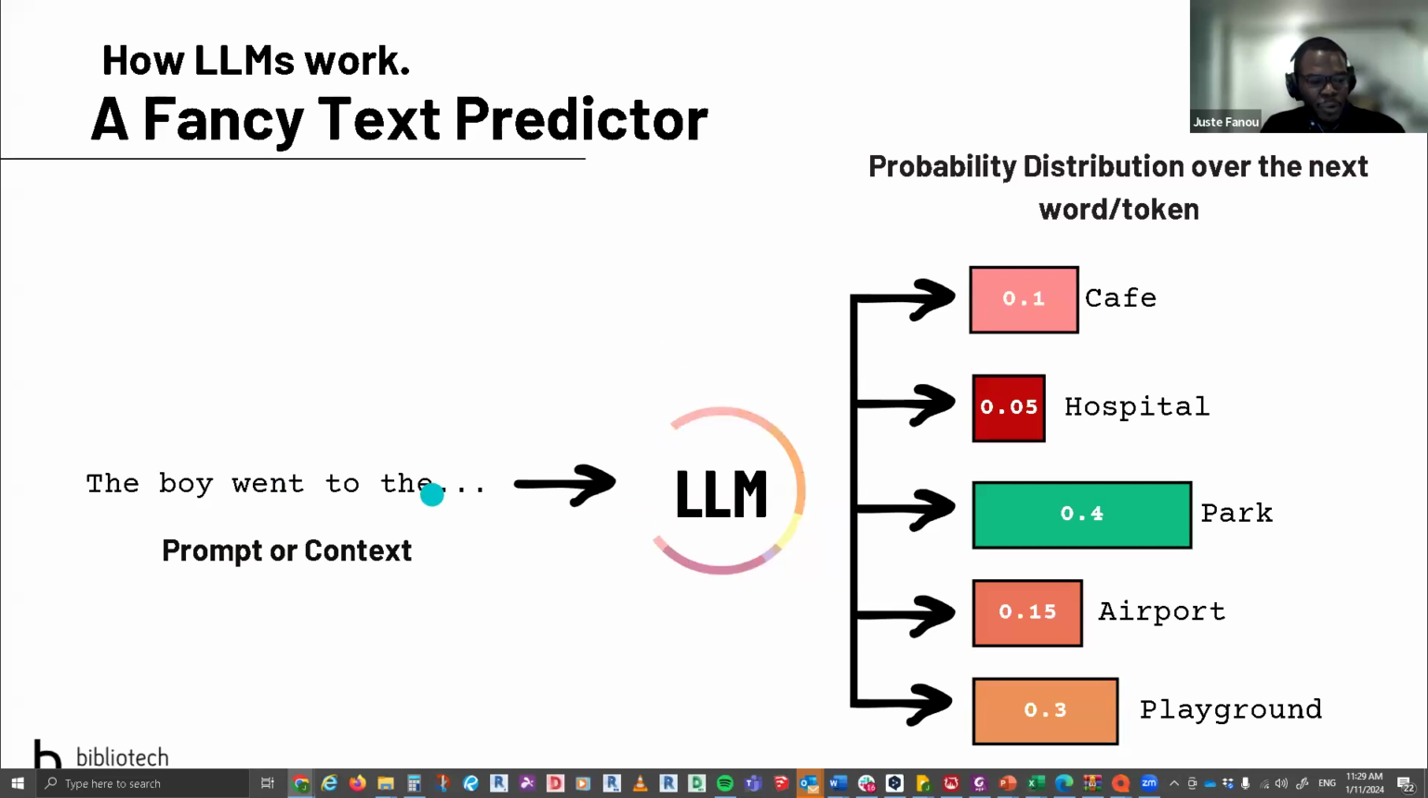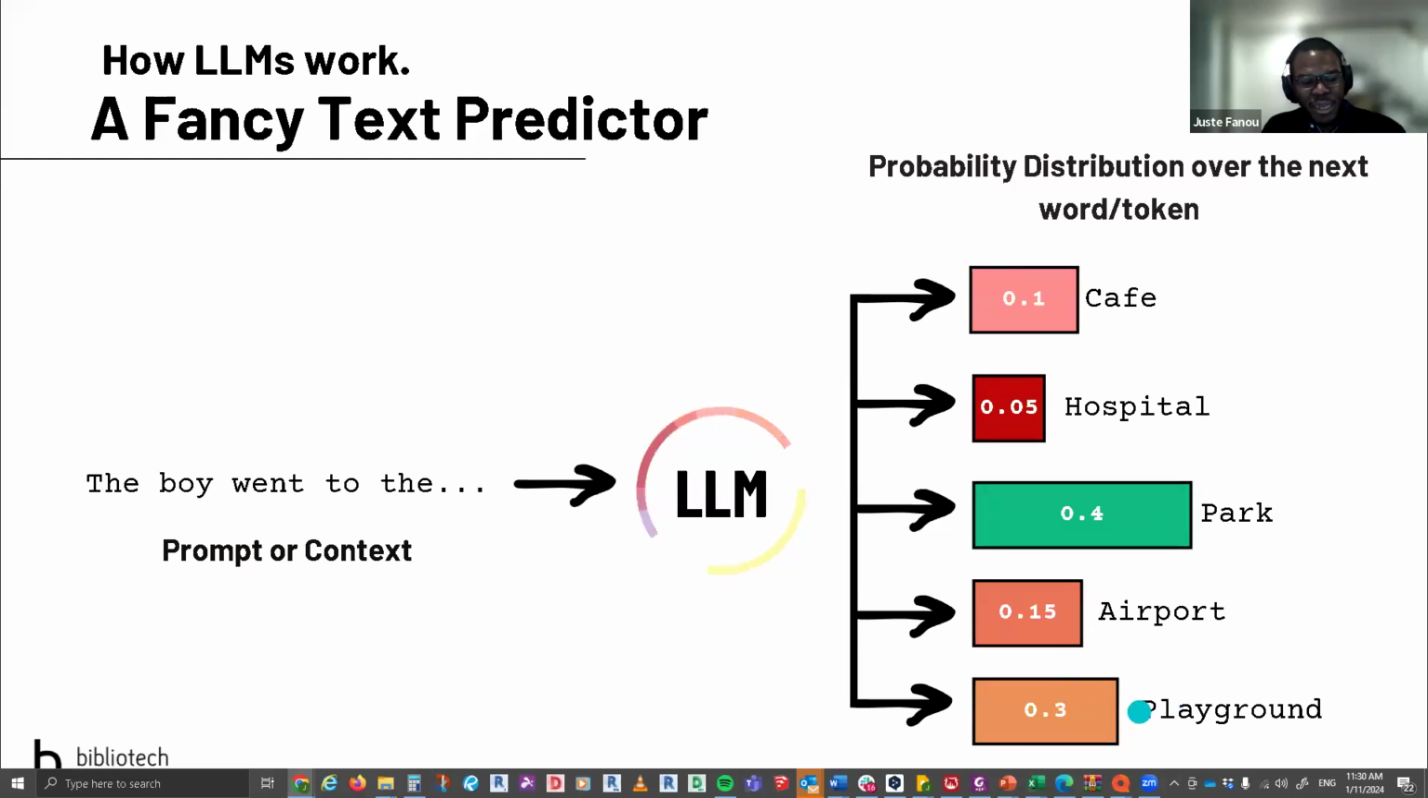So if I said the boy went to, what would come after that based on the context? Every time, the model takes the context, the boy went to, looks at all the words in the English language, and assigns a probability based on the previous context. This might have been a sentence or a paragraph about playing. So if it's talking about playing, what is the probability that these words will be the next words? Park works well if it's about playing or recreation, but hospital doesn't make sense, cafe doesn't make sense, airport doesn't make sense. Playground might make sense too, because it's very close to recreation and activities. And then it predicts that word.